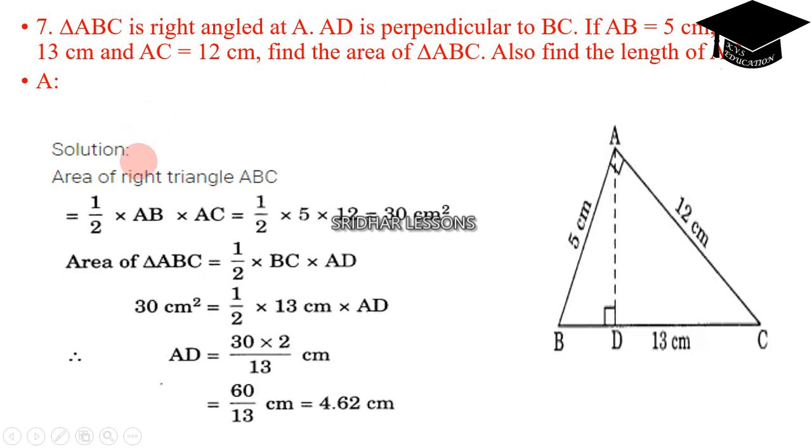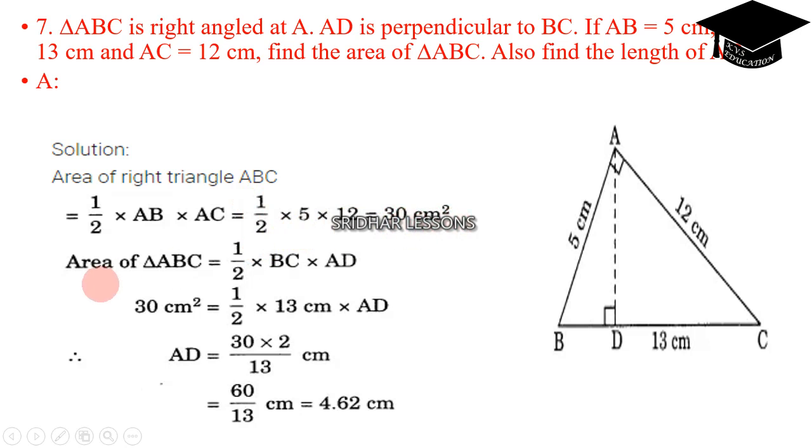The area of the triangle ABC is equal to 1 by 2 into AB into AC, because this triangle is right angled at A. So the base is 5 and the height is 12. That is 1 by 2 into 5 into 12, which is equal to 30 centimeters square.